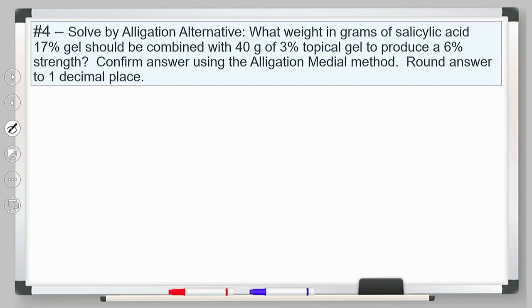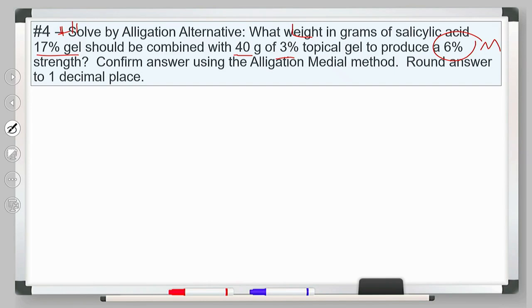So in this question, we're going to start with a 17% gel. How much of that do we combine with 40 grams of a 3% gel so that we end up with a higher strength of 6%? So here is my high. That's supposed to be an H, I know it doesn't look like that. Here is my low, and this is my middle. This is what I want.